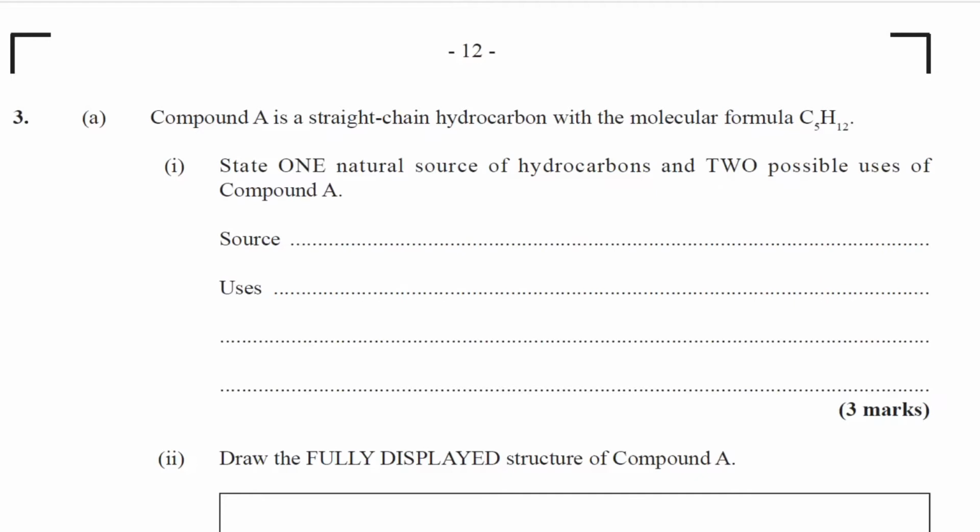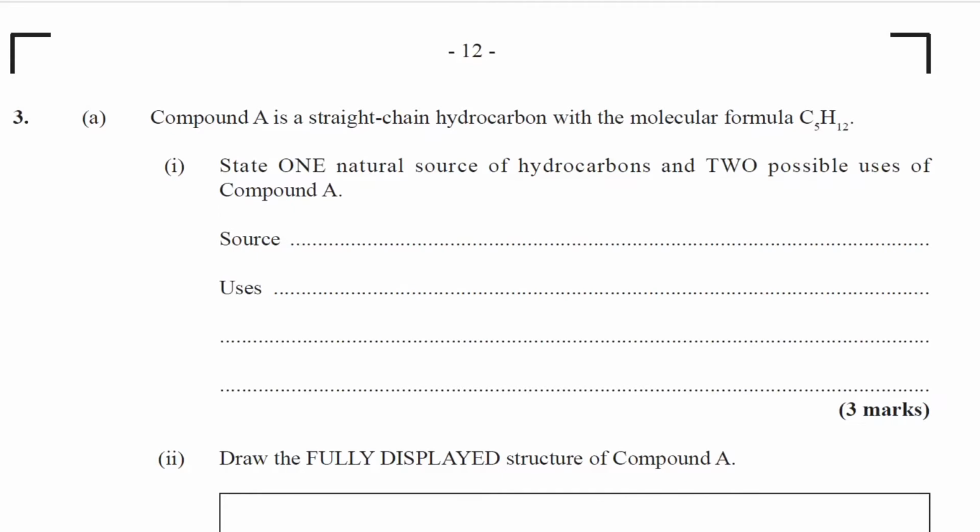Organic chemistry, it is. Compound A is a straight chain hydrocarbon with the molecular formula C5H12. Part 1. State one natural source of hydrocarbons and two possible uses of compound A. Now we're going to just list out all the natural sources. Over answering, if we get a question like this, you would just give one.